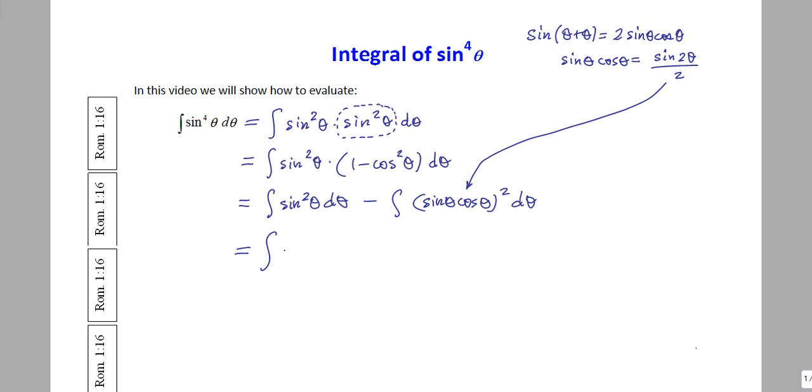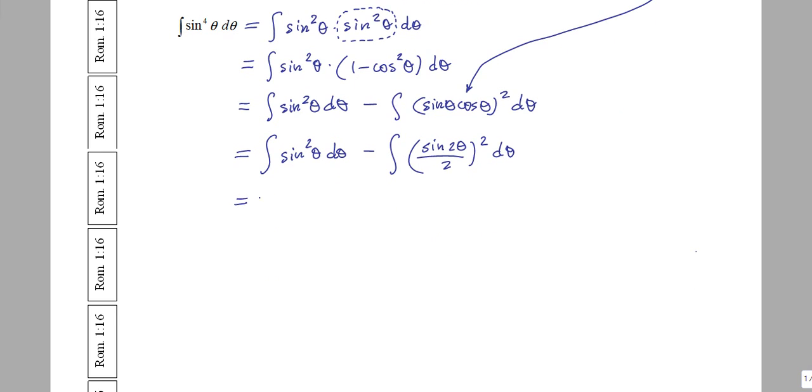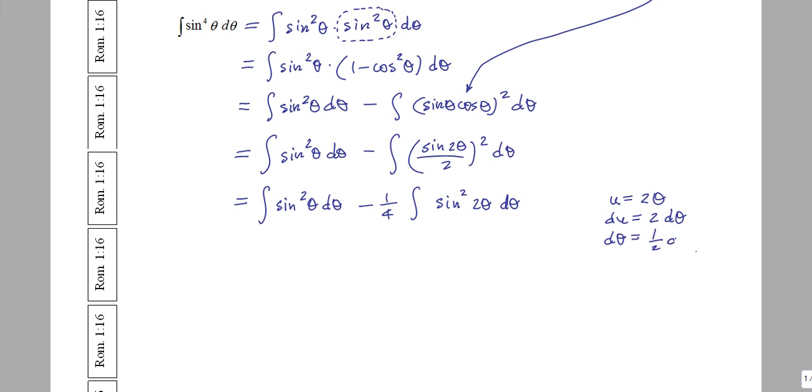So I'm going to sub that in. We get the integral of sine squared theta d theta minus the integral of sine of the double angle over 2, that entire thing squared, d theta. Then this is equal to the integral of sine squared theta d theta minus, of course, a half squared is a quarter, which comes out of the integral, so it's the integral of sine squared of 2 theta d theta. And here we do a u sub. Let u equal 2 theta. That means du equals 2 d theta, so d theta is a half of du.